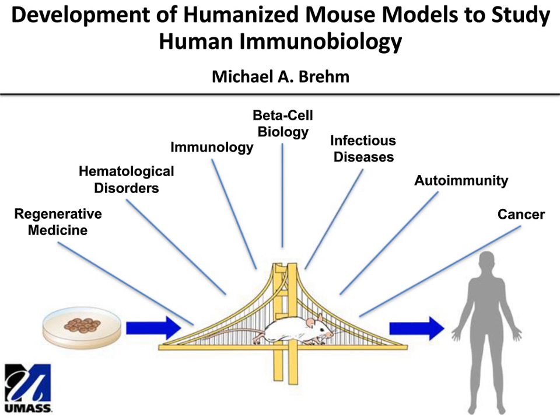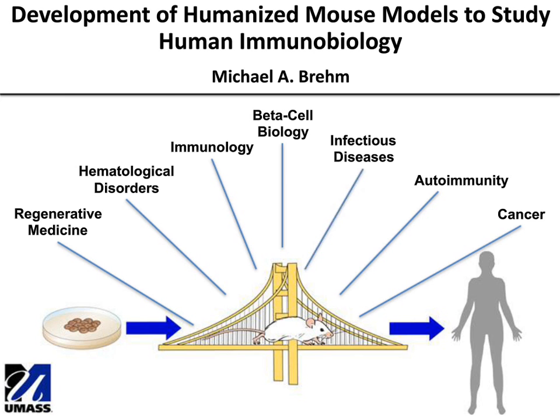And the final area where these animals are being applied is in cancer biology, where they can be used to follow the growth of cancer cells in the animals and to identify cancer stem cells. An emerging field is to be able to understand how a human immune system interacts with these human cancer cells.